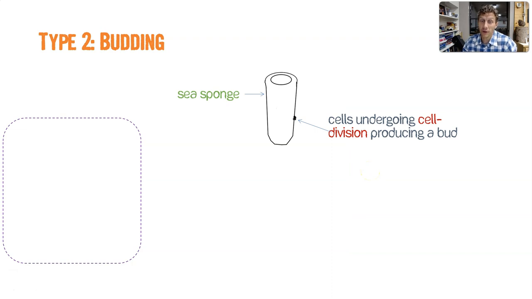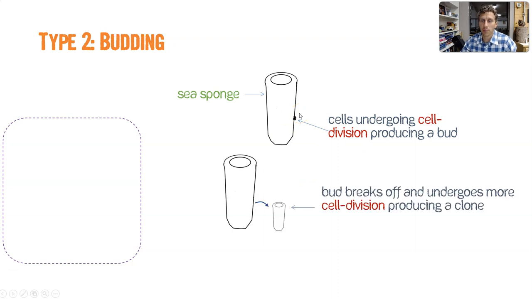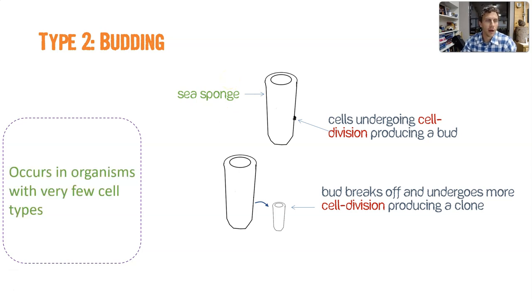So how is cell division involved? Well, it does cell division to produce a little buddy right there. And then the bud breaks off and undergoes more cell division to produce a clone. An example, a sea sponge or a hydra. It occurs in organisms with very few cell types. So ponies cannot reproduce this way because they have many cell types. They have skin and hair and muscle and bone and etc. But something like a sea sponge, one or two cell types, does cell division to produce a little outgrowth that pops off and bam.